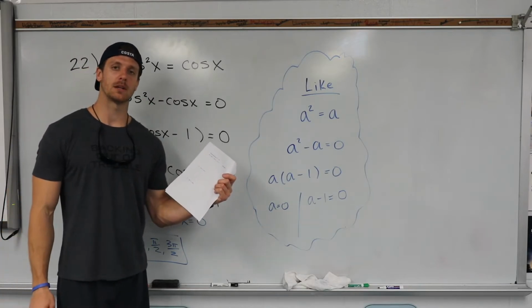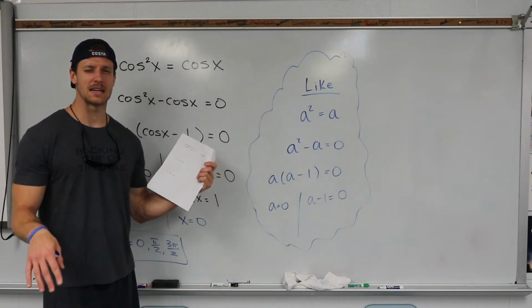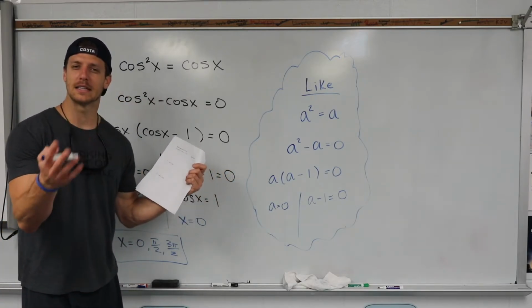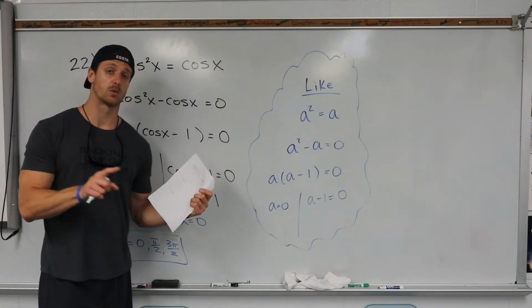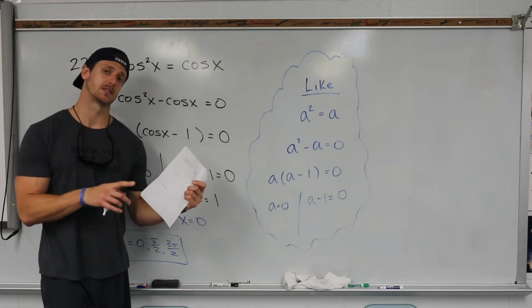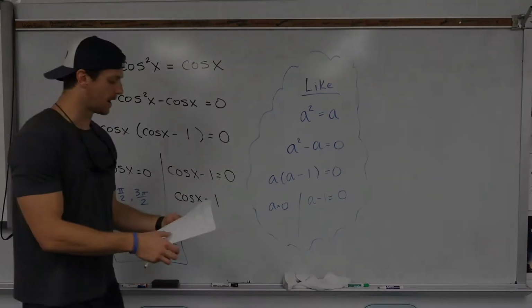Number 21, I'm going to let you kind of think about that. Use an identity, multiply stuff over, set it equal to 0. If you have questions, you know where to find me. But number 21 is a good one. All right? It looks simple, but it takes a little thought.